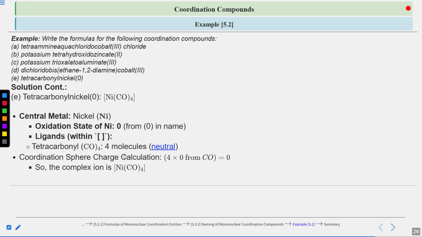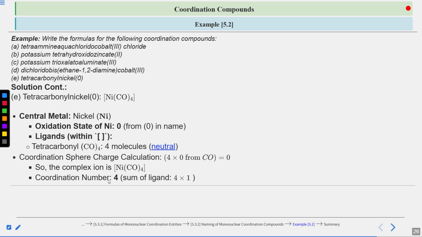So the coordination sphere charge calculation will be 4 times 0 from the carbonyl and 0 from the nickel. Nickel has 0 oxidation state. So the coordination sphere charge will be 0. That means the charge on the complex is 0. So the complex will be Ni(CO)4. That means no charge is present. This is a neutral coordination compound. So the formula is Ni(CO)4 for tetracarbonylnickel(0).